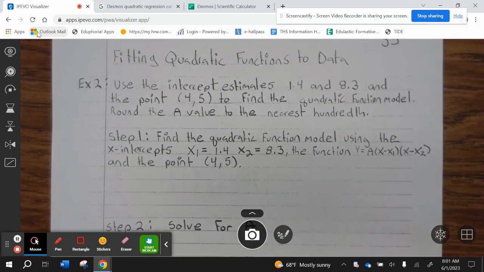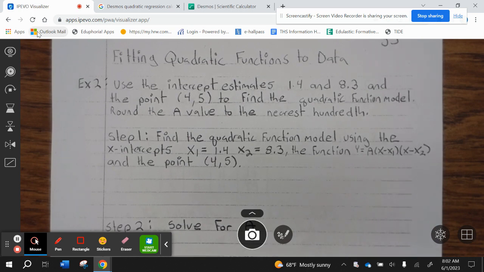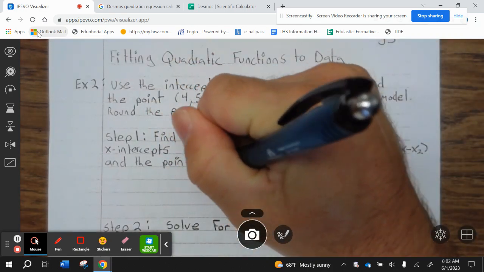All right, let's take a look at example 2. Use the intercept estimates 1.4 and 8.3 and the point (4, 5) to find the quadratic function model. Round the a value to the nearest tenth. Step 1, find the quadratic function model using the x-intercepts x1, x2, the function y equals a(x minus x1)(x minus x2), and the point (4, 5). Okay, so let's go ahead and plug all the numbers in. This is going to be x, this is y.